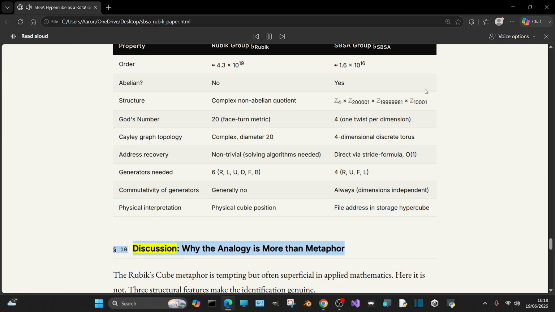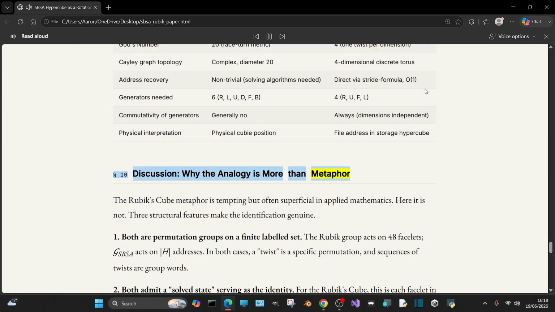Section 10 discussion. Why the analogy is more than metaphor. The Rubik's Cube metaphor is tempting, but often superficial in applied mathematics. Here it is not. 3 structural features make the identification genuine. 1. Both are permutation groups on a finite labeled set. The Rubik group acts on 48 facelets, SBSA acts on H addresses. In both cases, a twist is a specific permutation, and sequences of twists are group words.